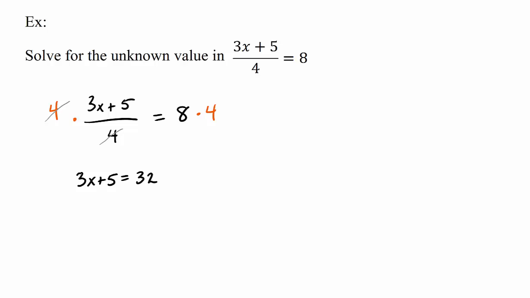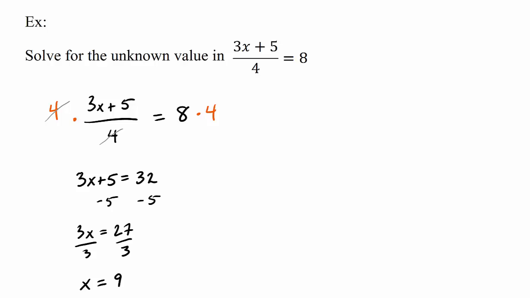This is now familiar to an example on the previous. So I'm going to subtract 5 from each side. I'm going to get 3x is equal to 32 take away 5 is 27. And I'll divide by 3 and get my answer of 9.